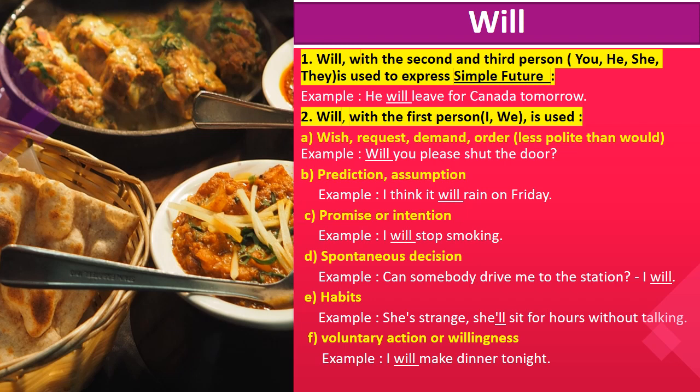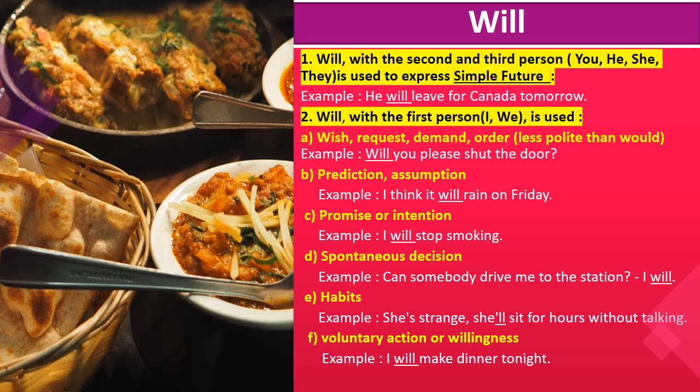It is also used for prediction or assumption. For example, I think it will rain on Friday. So here you are predicting कि फ्राइडे को बारिश होगी. Next point is, it is used for promise or intention. For example, I will stop smoking. So here it is not expressing future, rather it is showing your intention.